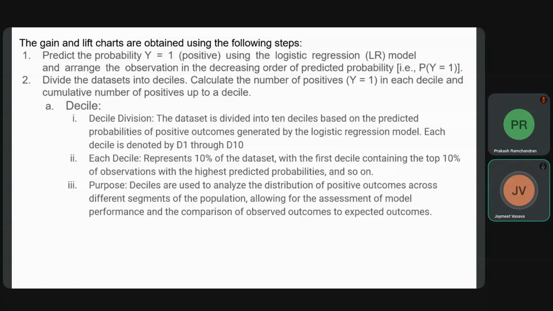So why do we divide it into deciles? Basically, we want to see how much per decile. A decile divides the data set into 10 parts. So 100% of the data set will contain 10% of the data in each segment. And each of those deciles will give us the positive outcomes, how much of the positive outcomes are present in each of those deciles.